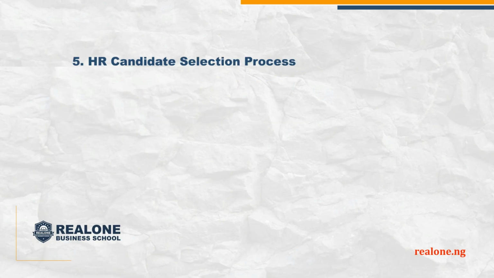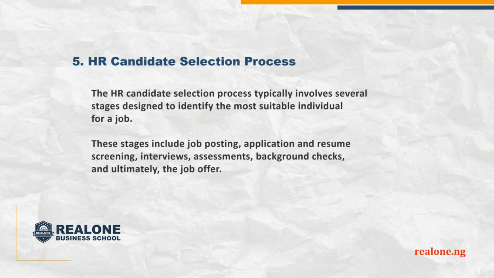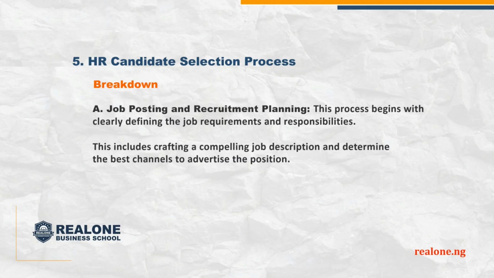Candidate selection process. The HR candidate selection process typically involves several stages designed to identify the most suitable individual for a position. This process involves job posting, application and resume screening, interviews, assessments, background checks, and ultimately the job offer. Job posting and recruitment planning. This process begins with clearly defining the job requirements and responsibilities. This includes crafting a compelling job description and determining the best channel to advertise the position.